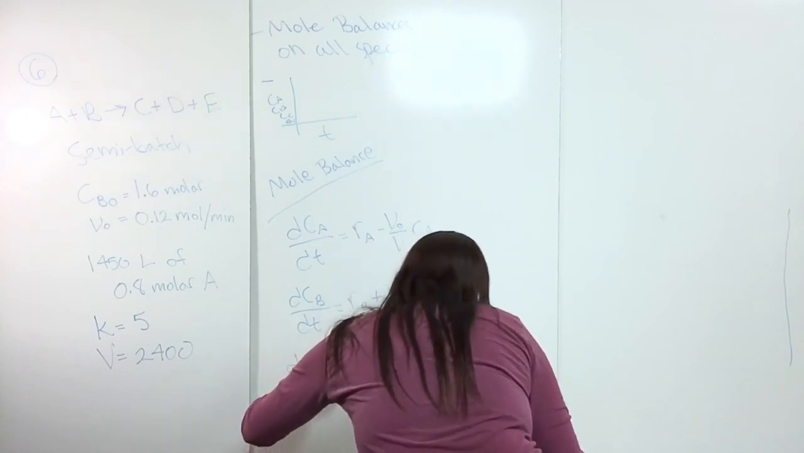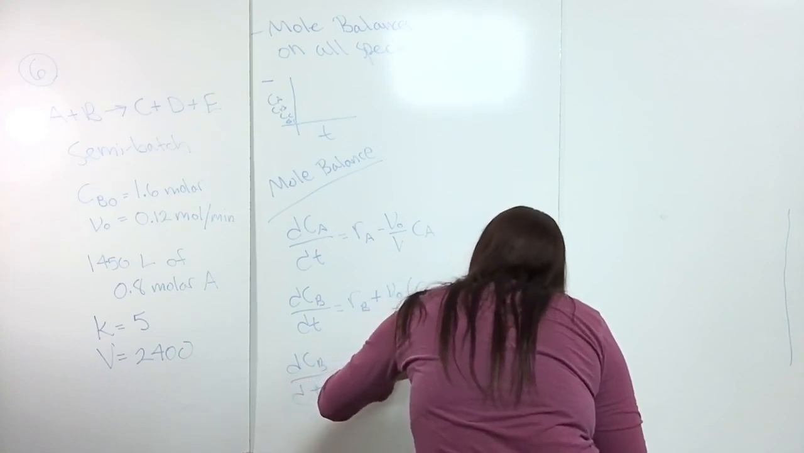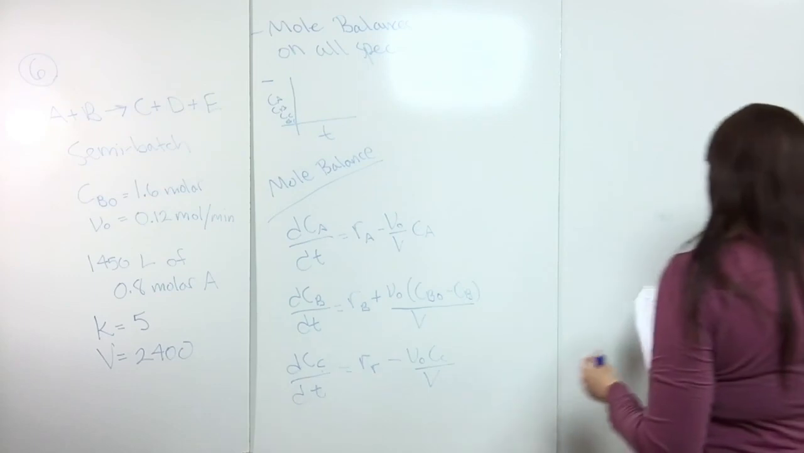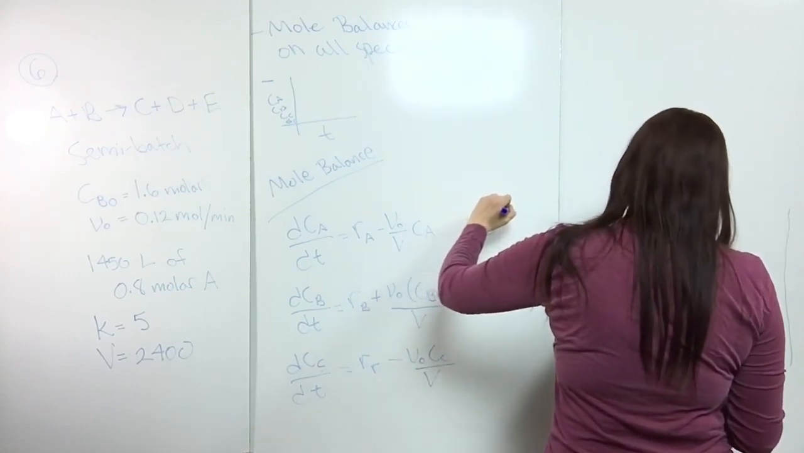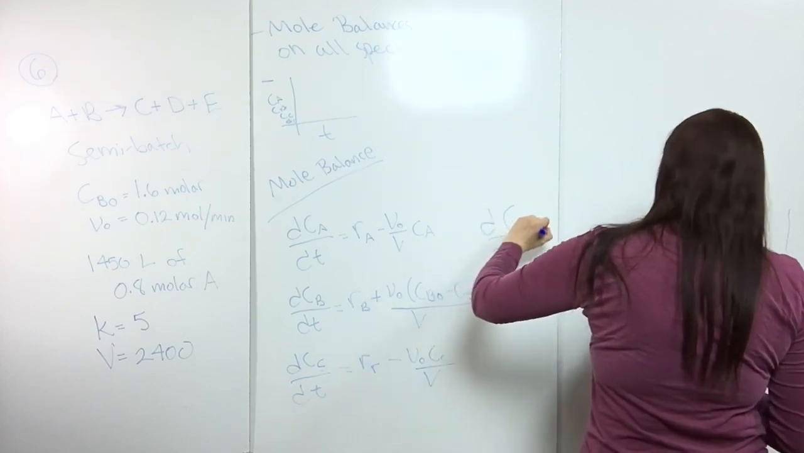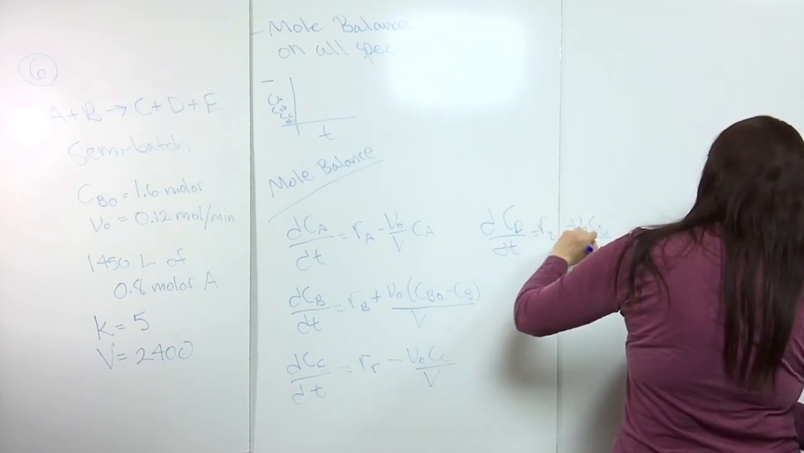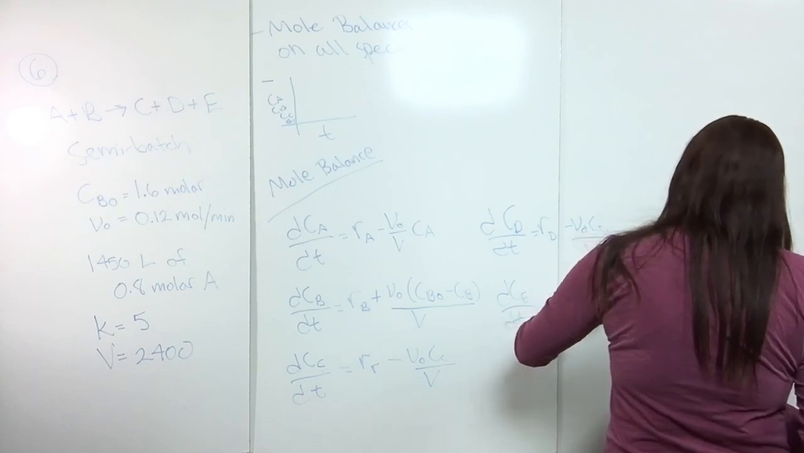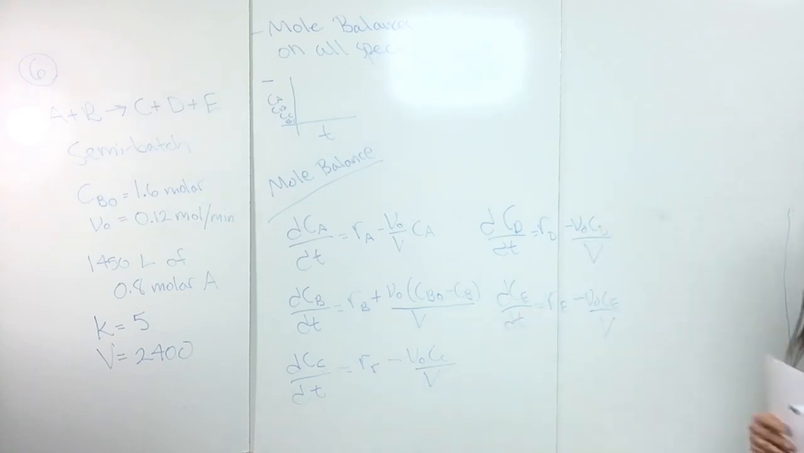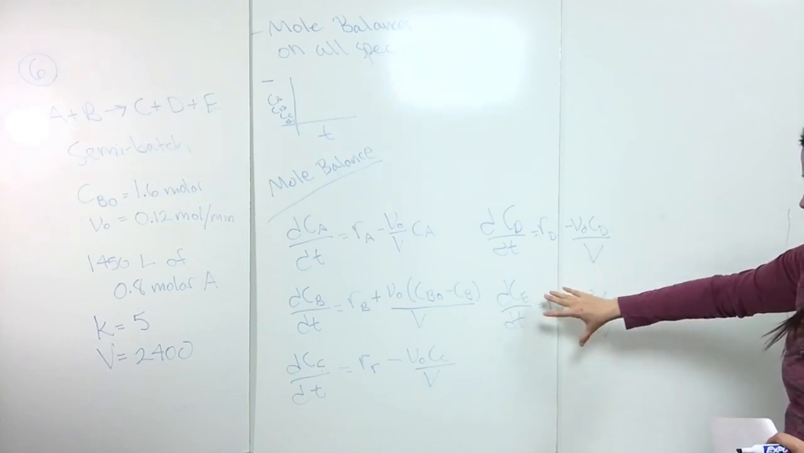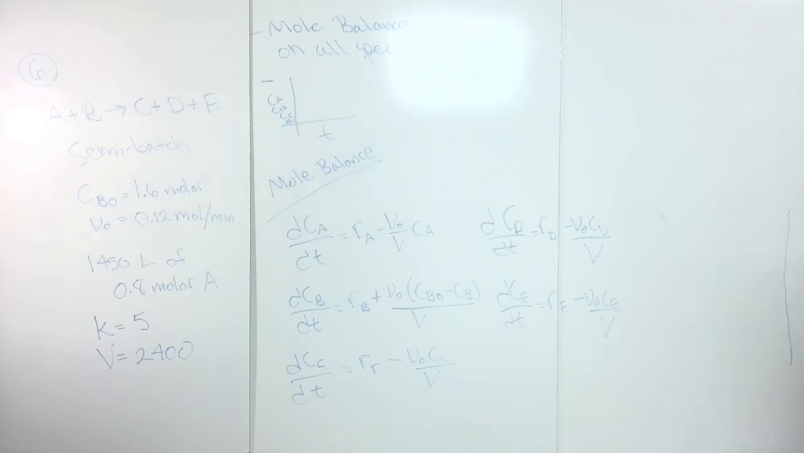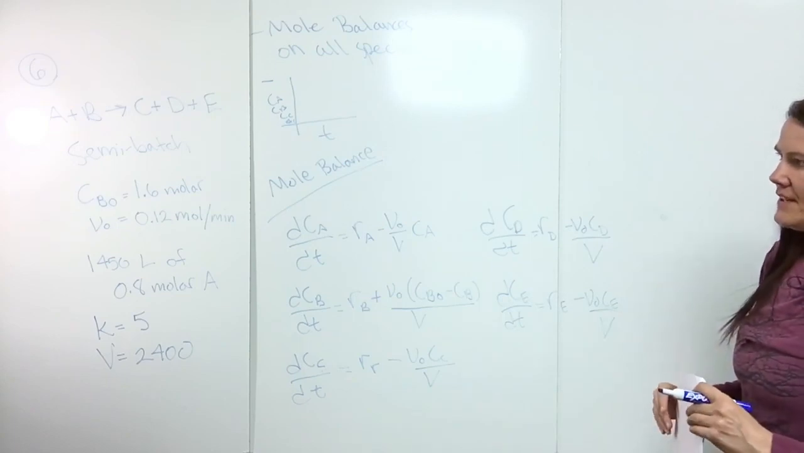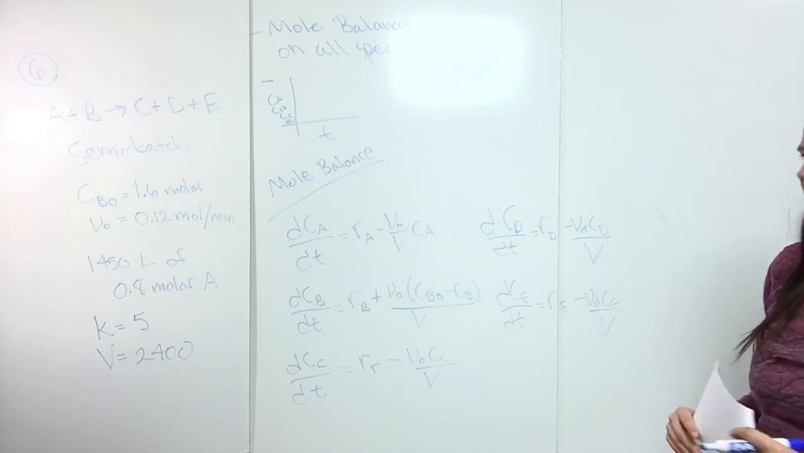dCC dt is equal to RC minus V naught CC over V. This is the concentration of C. And then dCD dt is equal to RD minus V naught CD over V, and dCE dt is equal to RE minus V naught CE over V. So we're doing the mole balance in terms of concentration instead of conversion, and so that's why we're doing a mole balance on each part of this reactor, so on each of the reactants and the products.